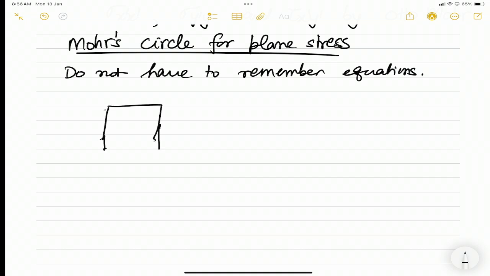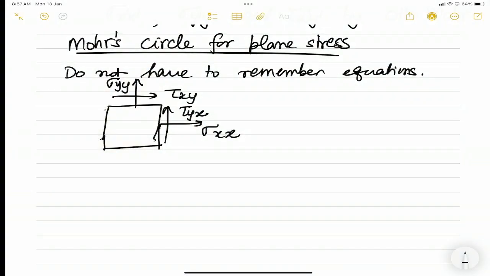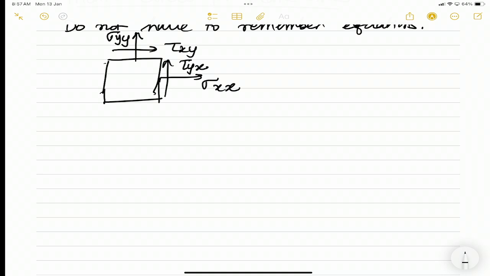So what we are given is sigma xx, tau yx, tau xy, sigma yy. So in a plane element, we know these four things. We know the components of the stress, the shear stress as well as the normal stresses. Of course, some of them may be zero, some of them may not be zero. So these are the four components we know, and then how do we find out?